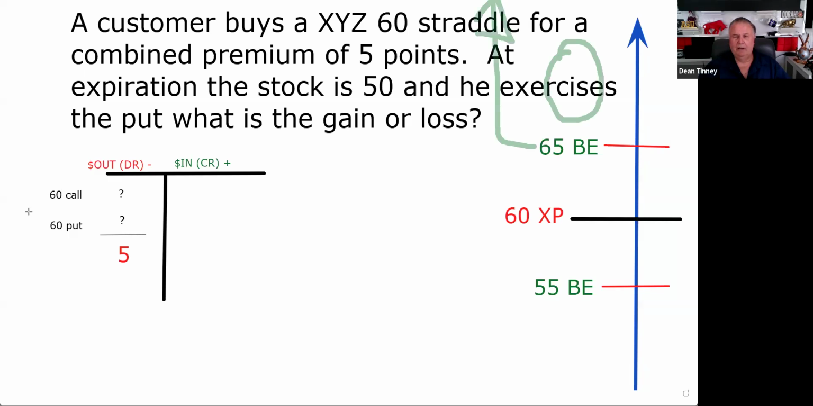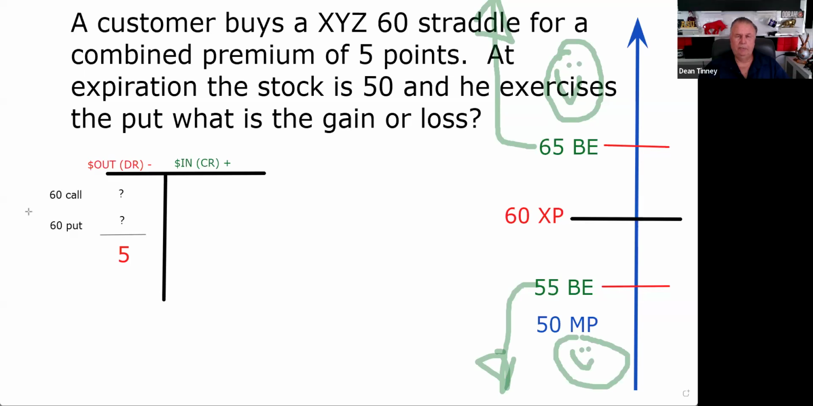Short inside, long outside. We would want the price of the stock to be either above 65 or below 55. At expiration, the stock is 50. Well, 50 is good. 50 is 5 points in the right direction on the other side of my break even. I made 5 points.